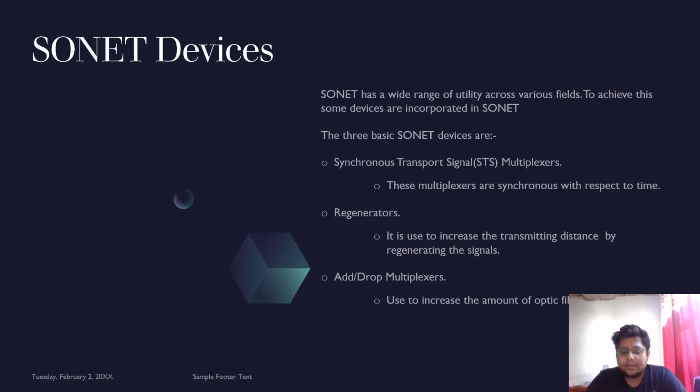Now, add drop multiplexers. Between a point of receiver and sender, there will be unwanted signals too, and there may be important signals that need to come from distributed services. Hence, the add drop multiplexer is used to increase or decrease the optical fiber input required in a section.